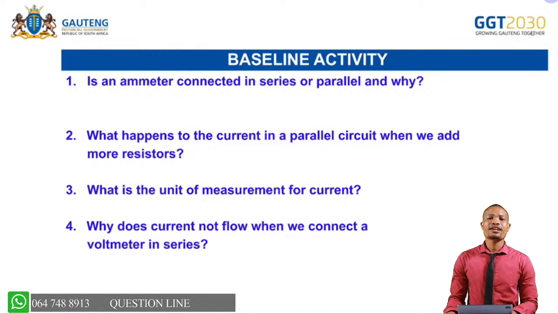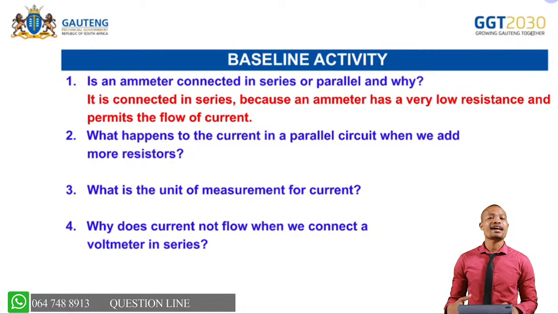Alright learners, welcome back. I hope you were able to work through those easy questions. Let's quickly discuss the answers together. The very first question was, is an ammeter connected in series or parallel and why? Okay, an ammeter is always connected in series regardless of what type of circuit you have. If you want to measure the current passing through a certain component in your circuit, you have to connect your ammeter in series to that component. The reason is ammeters have a negligible resistance, so they don't affect the flow of current. Okay, they have a very low resistance and they permit the flow of current.